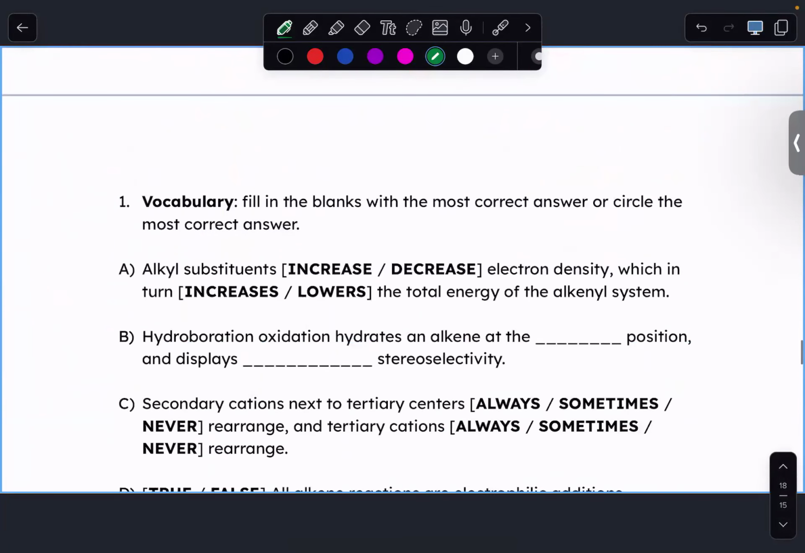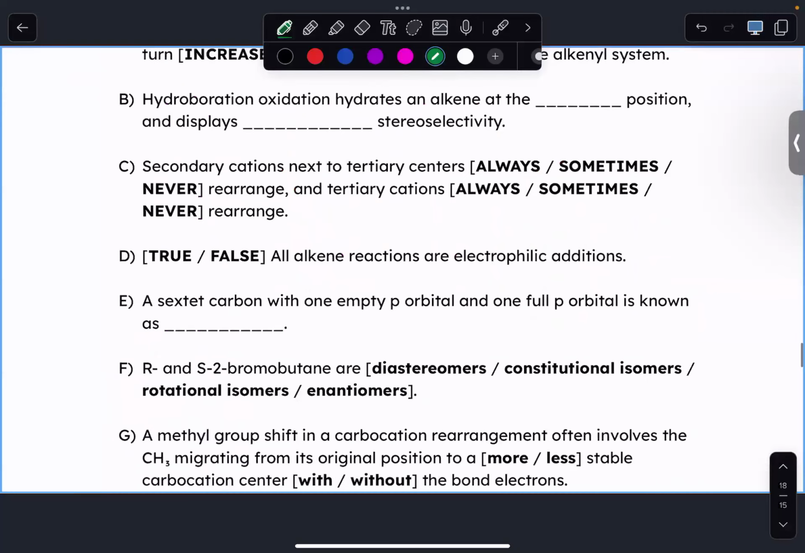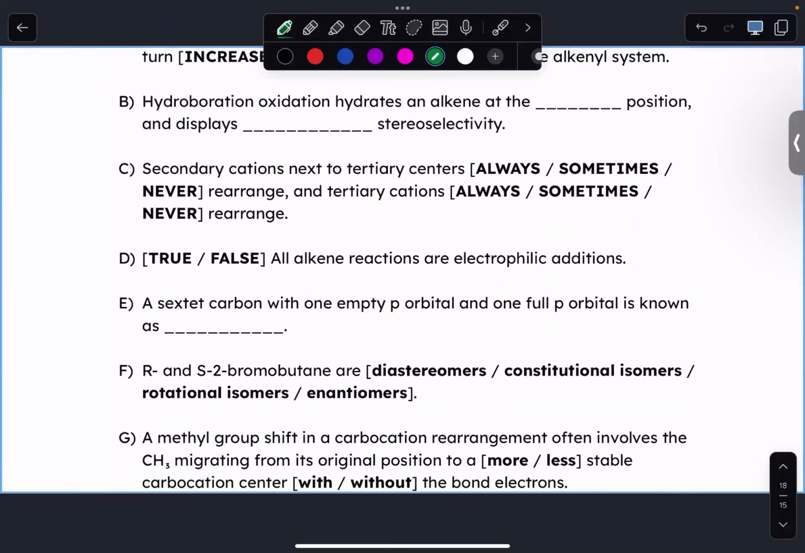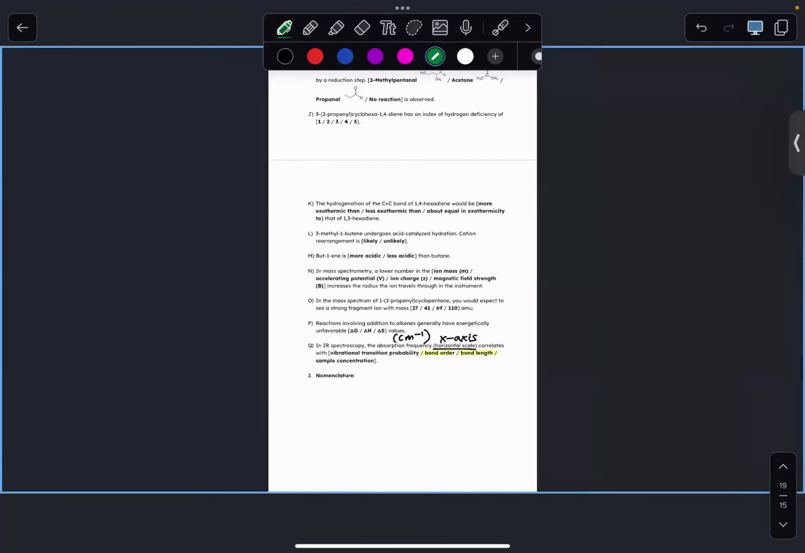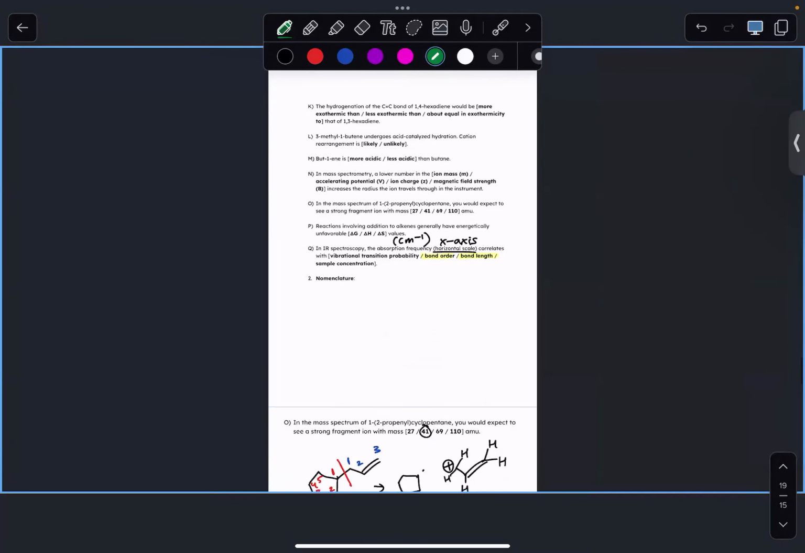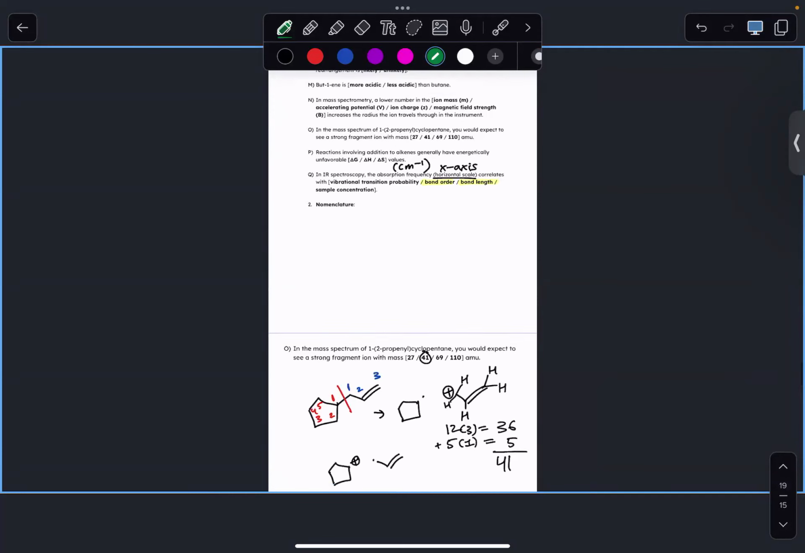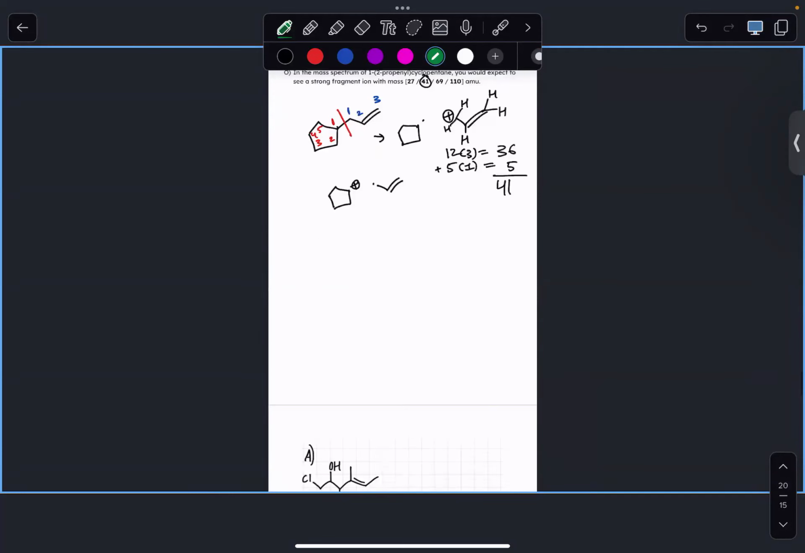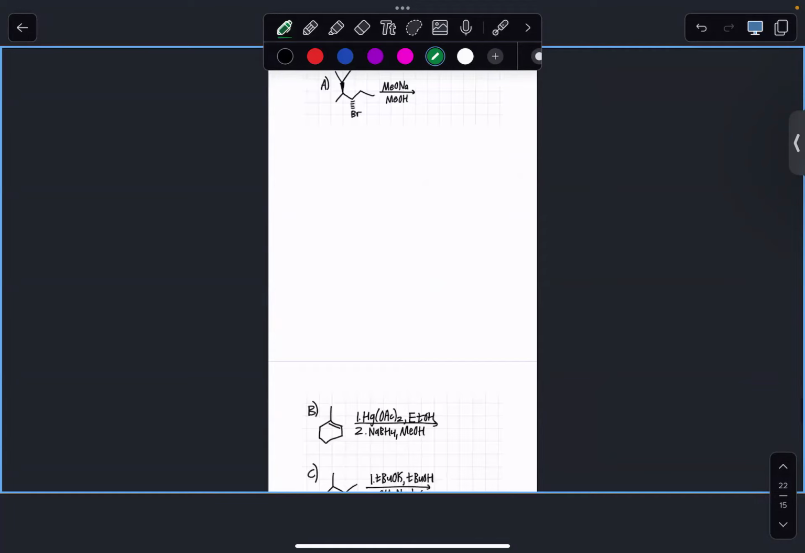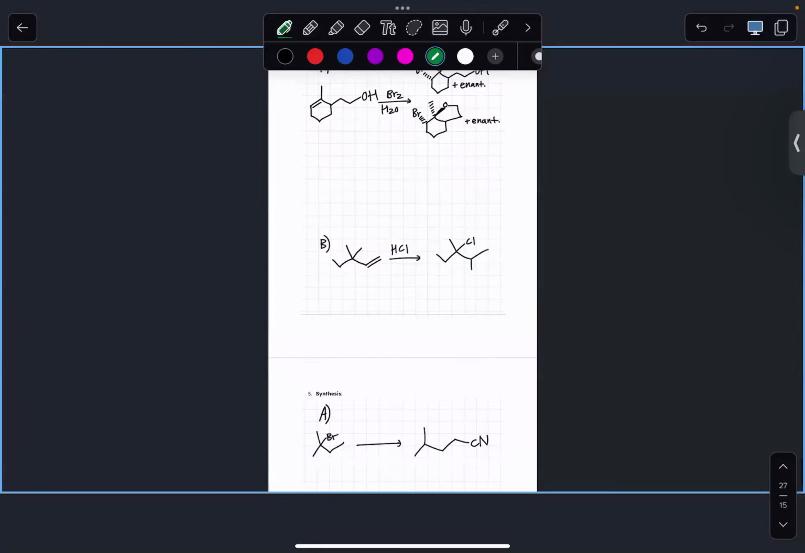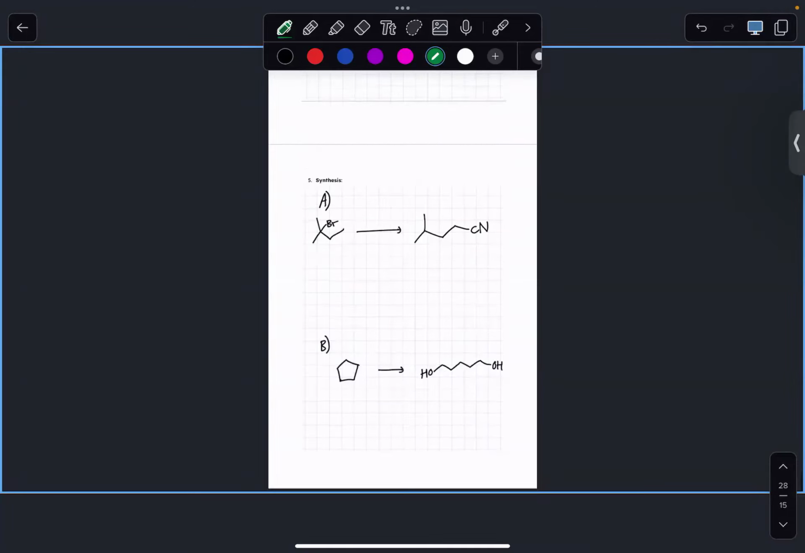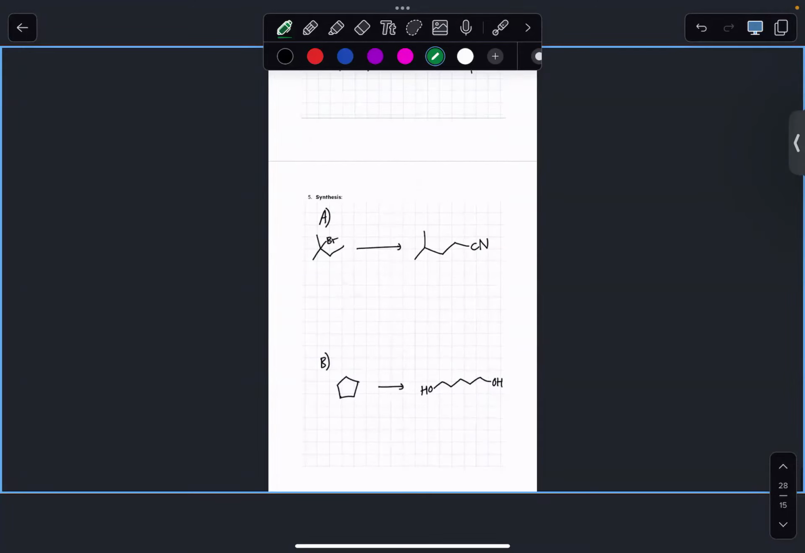Okay, and then this is just extra practice problems. Have you guys tried any problems yet, or have any questions on this? Okay, let's see. Which ones do you guys want to work on here? The vocab, the reactions, nomenclature, or synthesis? Or mechanism? Let's do synthesis.